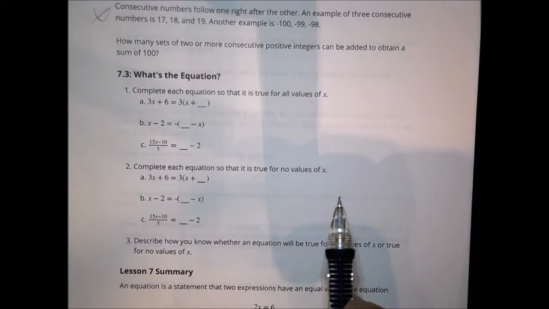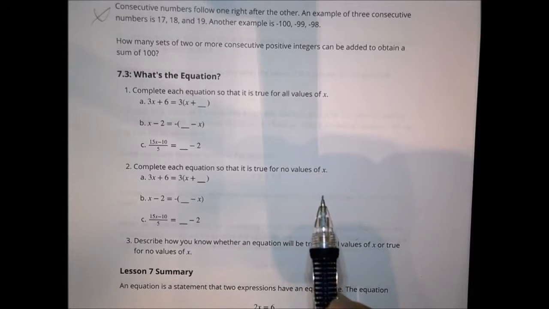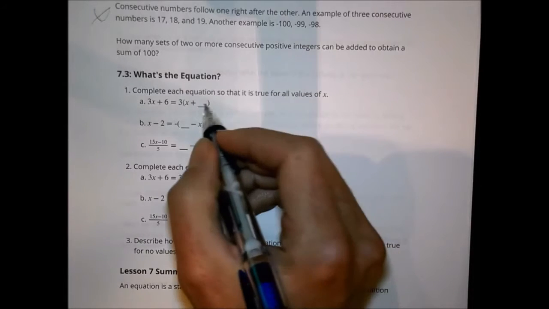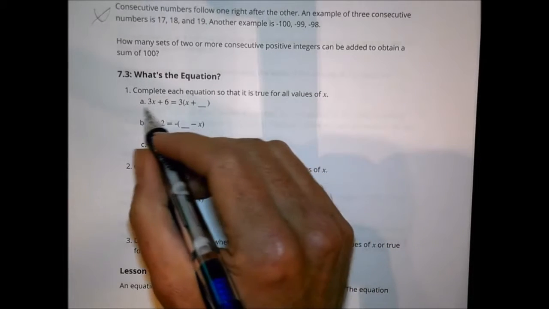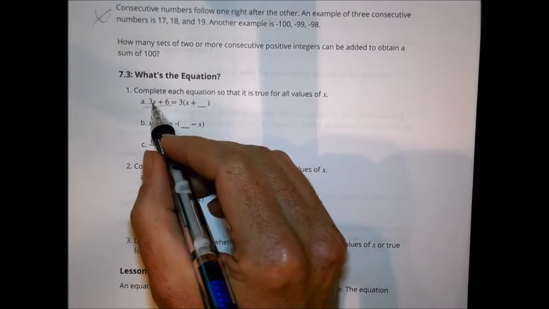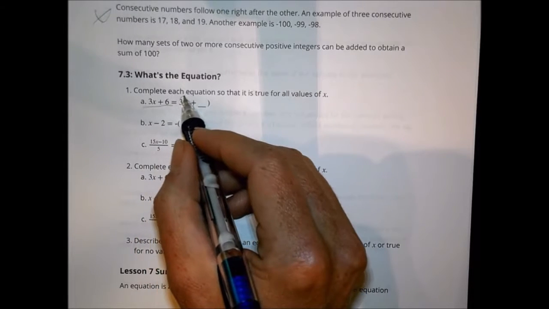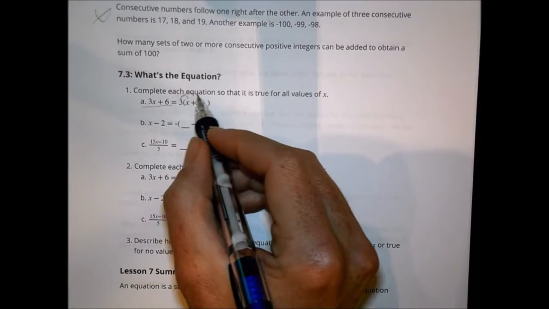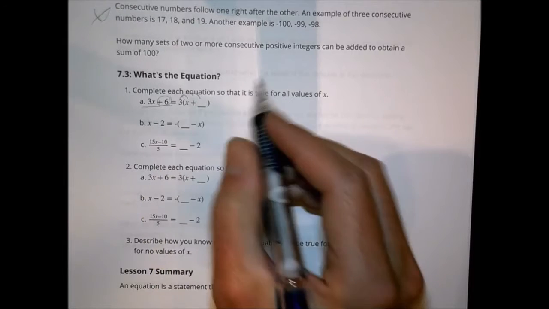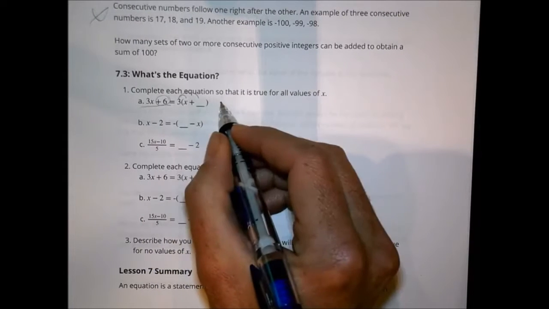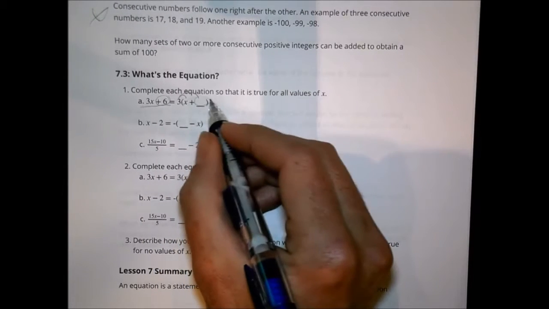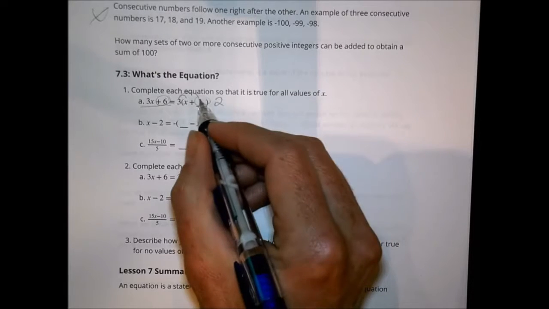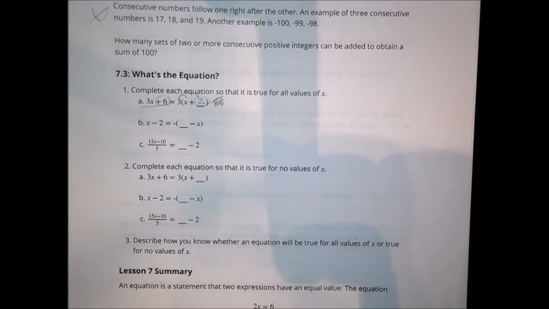Complete each equation so that it is true for all values of x. We want it to be true for all values of x. In order for that to work, we need to pick a number here that is going to match this side over here. So here I have 3x plus 6, and here if I distribute I have 3x, and I want to multiply by a number so I end up with a 6 there. So in this case, 3 times what number is going to give you 6? We would say 2. 3 times 2. We can put a 2 right there.